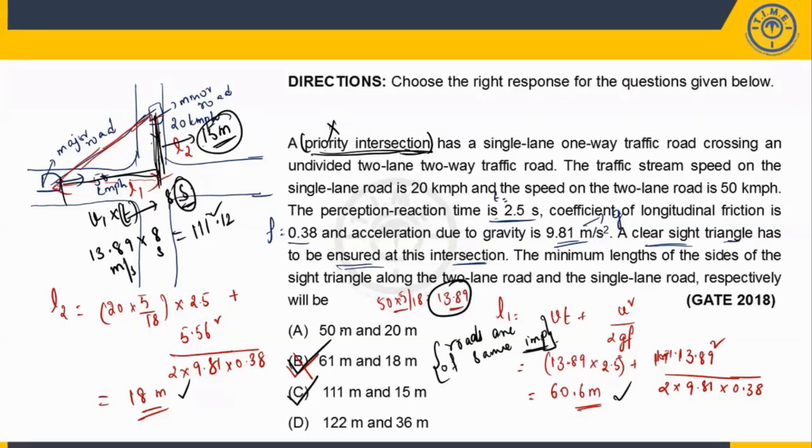In priority intersection, the time we take is 8 seconds as per IRC, on the major road. And what about the minor road? On the minor road, we directly take the distance itself as 15 meter. There is no provision for time, it is not required. Directly we take the distance.